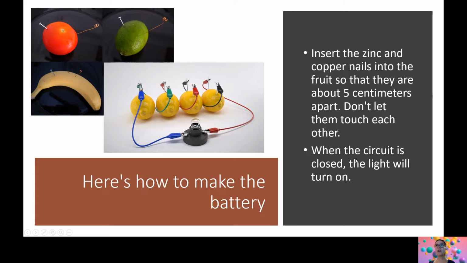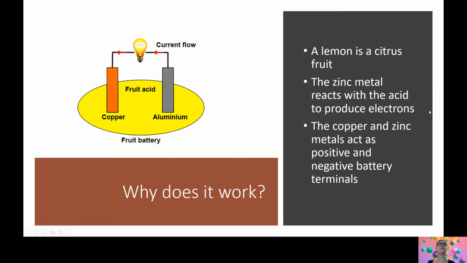Okay, when the circuit is closed, the light will turn on. So this looks like a closed circuit. There is no gap. Or maybe it's actually probably not. How do we know that this is not a closed circuit? Because the light bulb isn't shining, so there must be a gap somewhere.